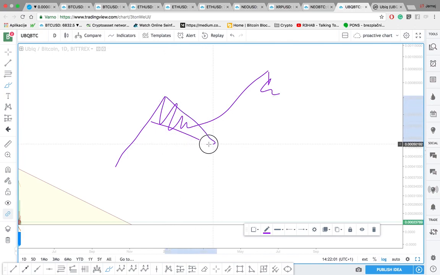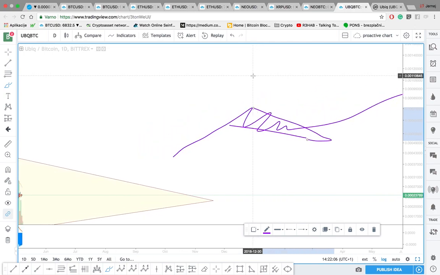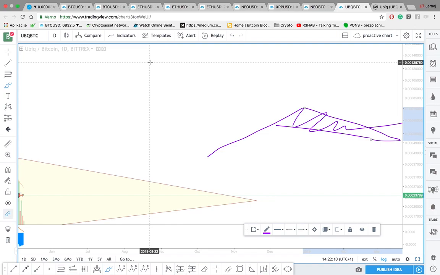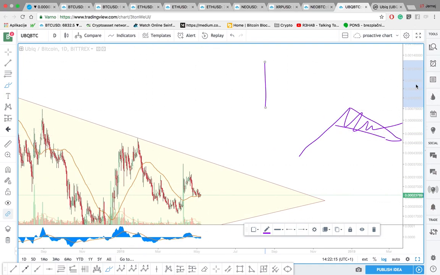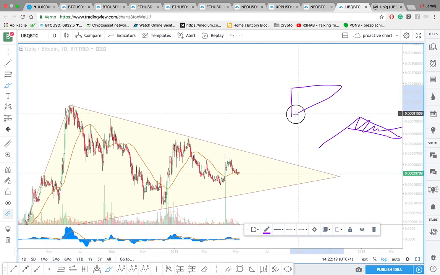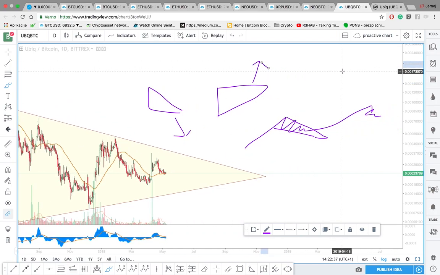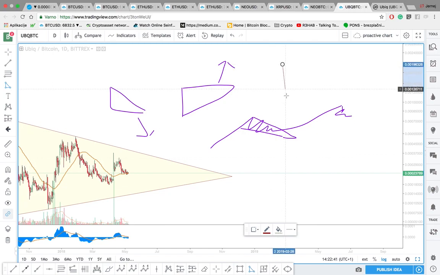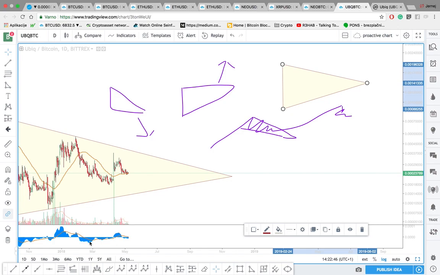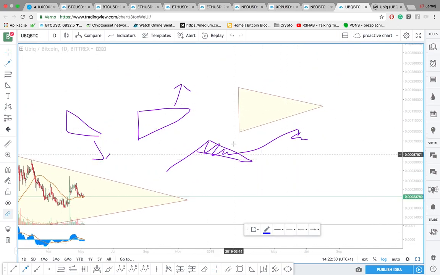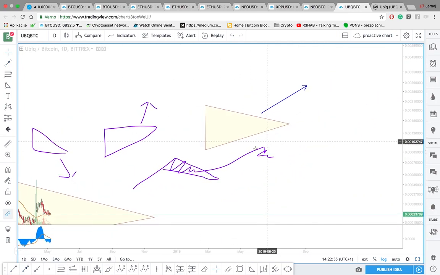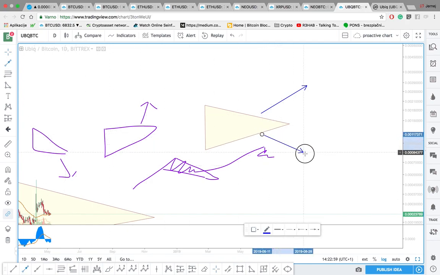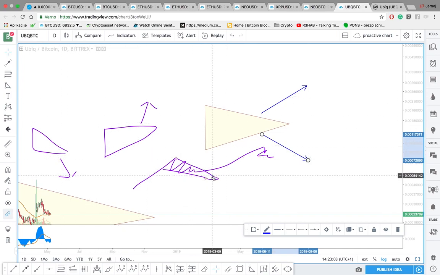There are three main shapes of triangles: symmetric triangles, ascending triangles, and descending triangles. This one is a symmetric triangle. Ascending and descending ones have direction. Usually with a descending triangle the price goes down, and with an ascending one the price usually goes up. But with a symmetrical triangle, you don't know the direction. In isolation, if you only look at the triangle, you don't know where it's going to go. It can go both ways, but the probability is bigger that it goes to the downside. So yeah, that is that.